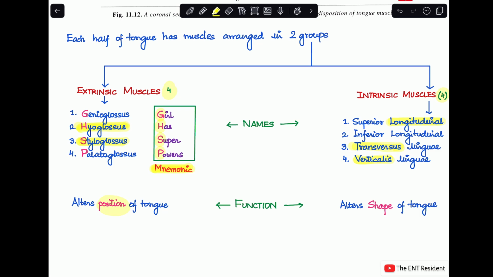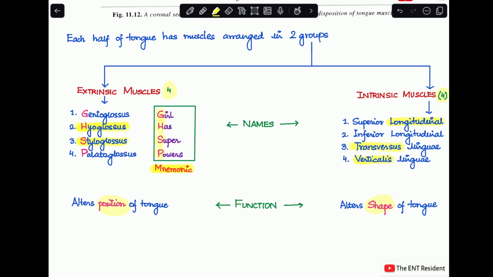Whereas the intrinsic muscles are all the muscles which are within the tongue. So these muscles are responsible for altering the shape of the tongue. So this is how you classify the different muscles of the tongue into extrinsic and intrinsic. There are four in each of them, and their functions are different from each other.